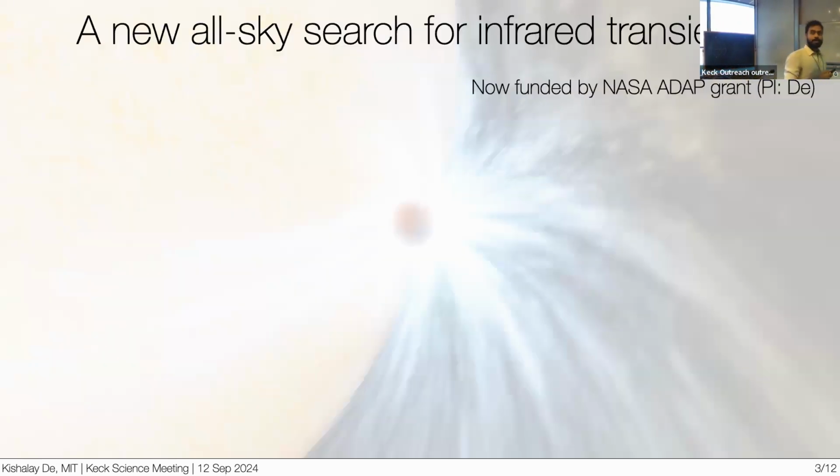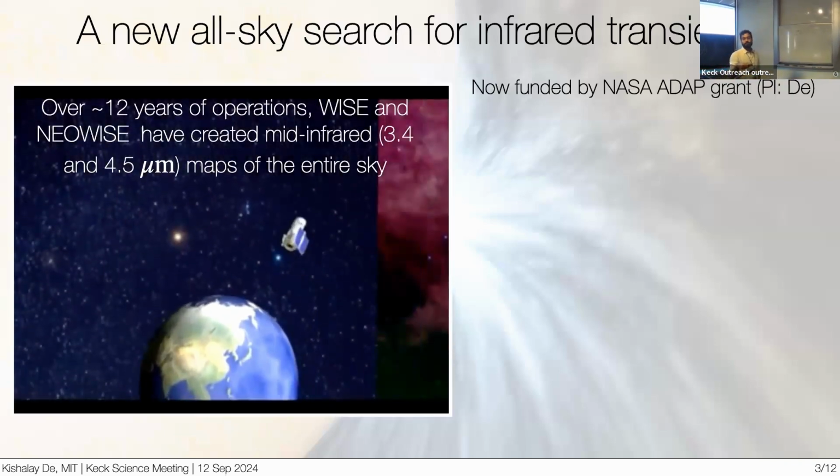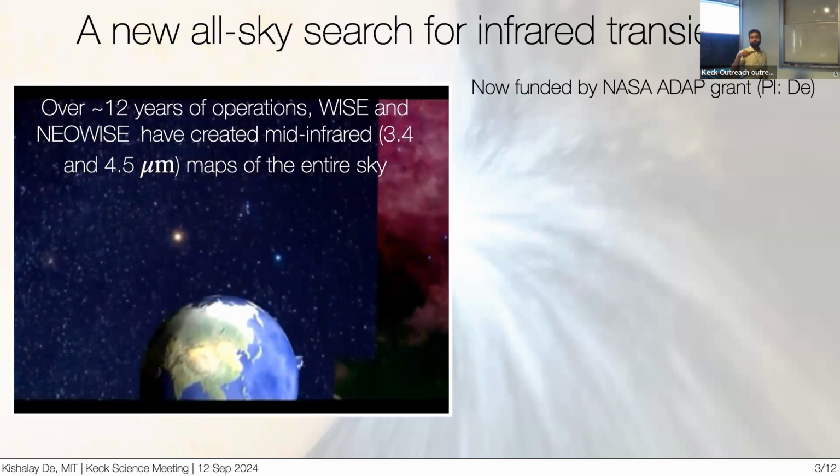The idea is that we've been using a very well-known survey. It's NEOWISE. It's been surveying the sky for 15 years now. It was rejuvenated as an asteroid hunting mission. But what it does essentially is that it has this orbit around the Earth where essentially it takes two images.